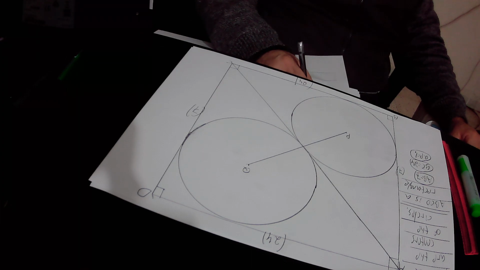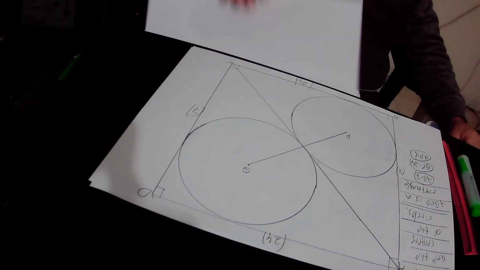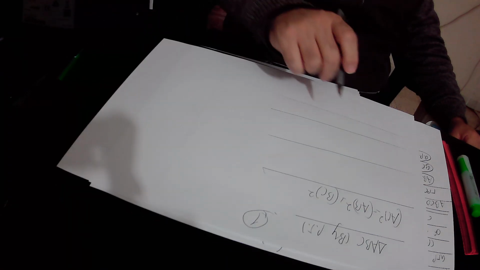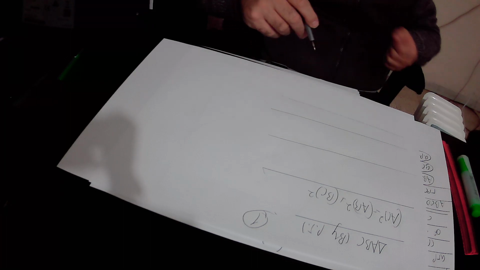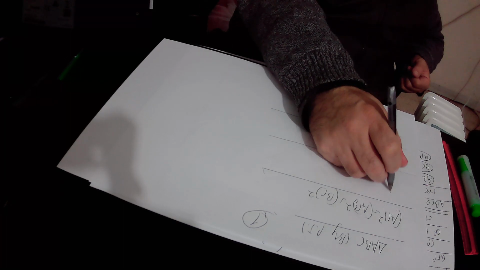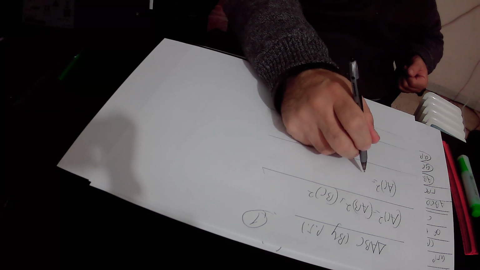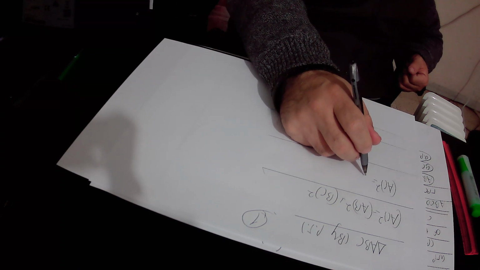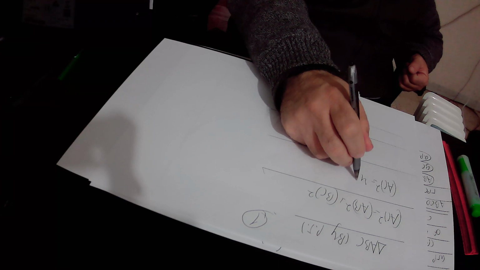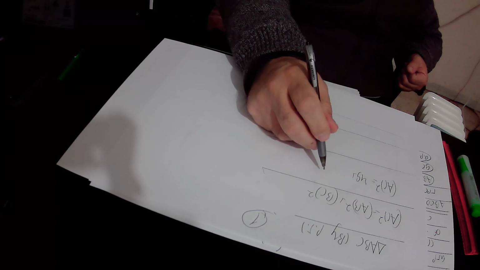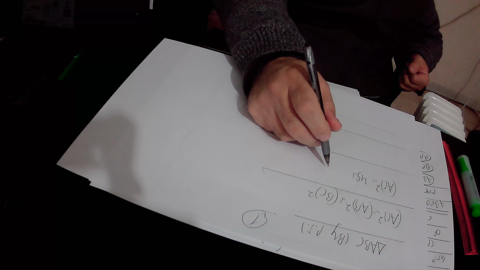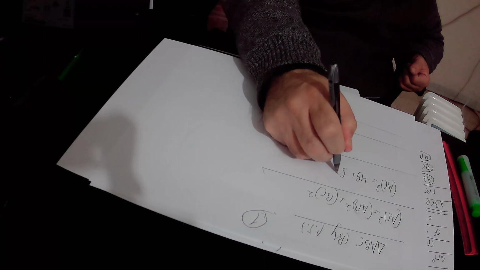AB squared plus BC squared. Repeat again, according to the Pythagoras theorem, in the right triangle ABC, AC squared equals AB squared plus BC squared. So AC squared, that is the square of the hypotenuse, equals AB squared. AB is 7, therefore AB squared is 7 squared, that is 49, plus BC squared. BC is 24, therefore BC squared is 24 squared, that is 576.